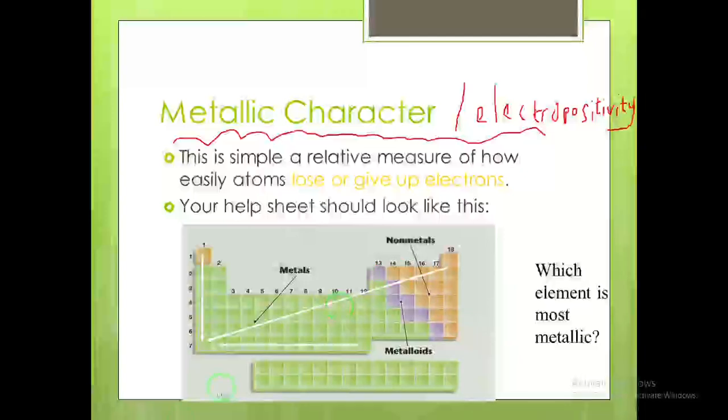So which element is most metallic? You can see it here. Find out.